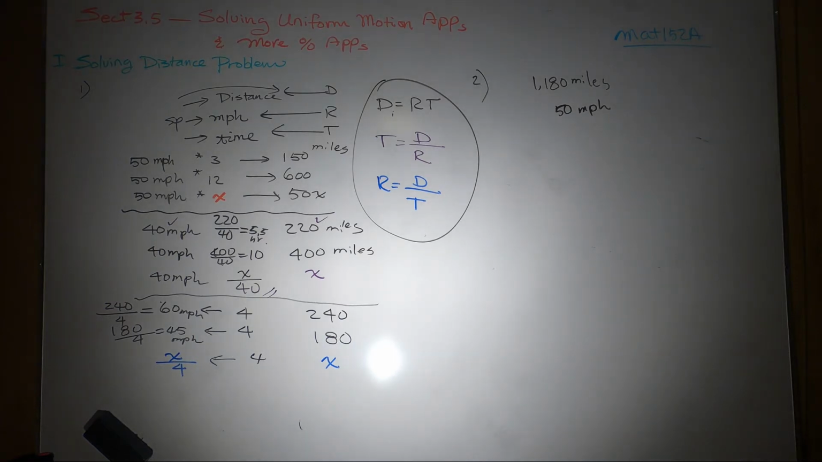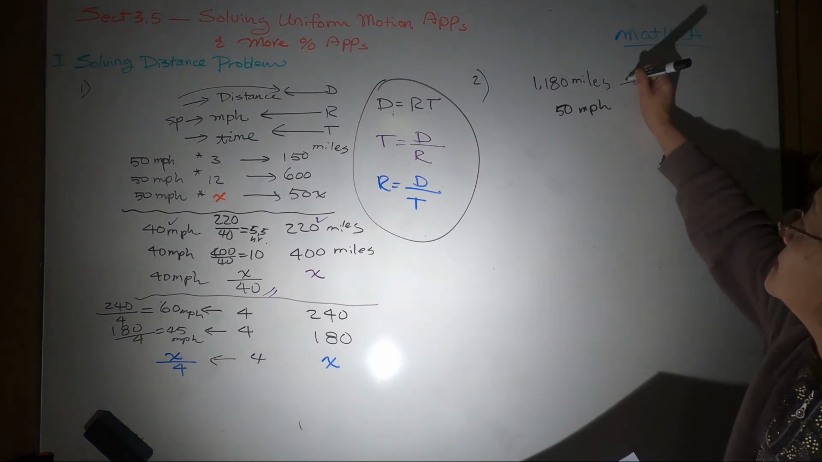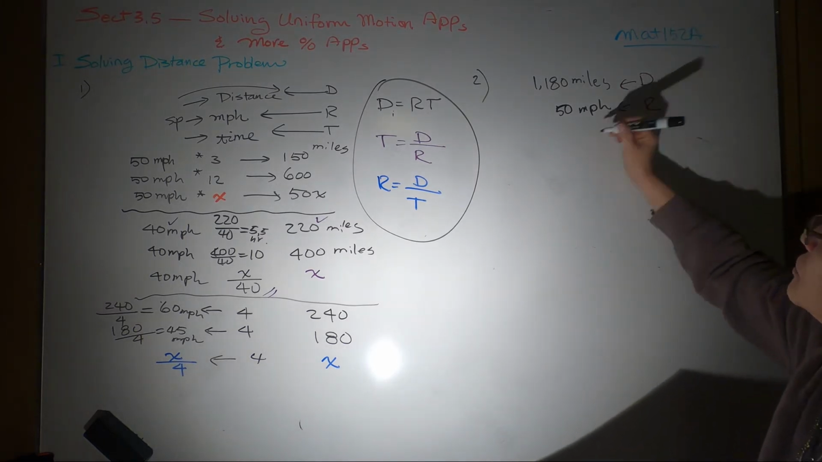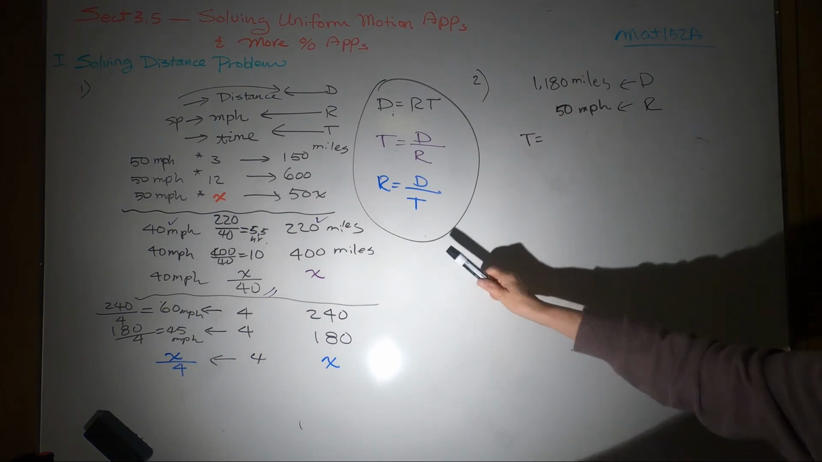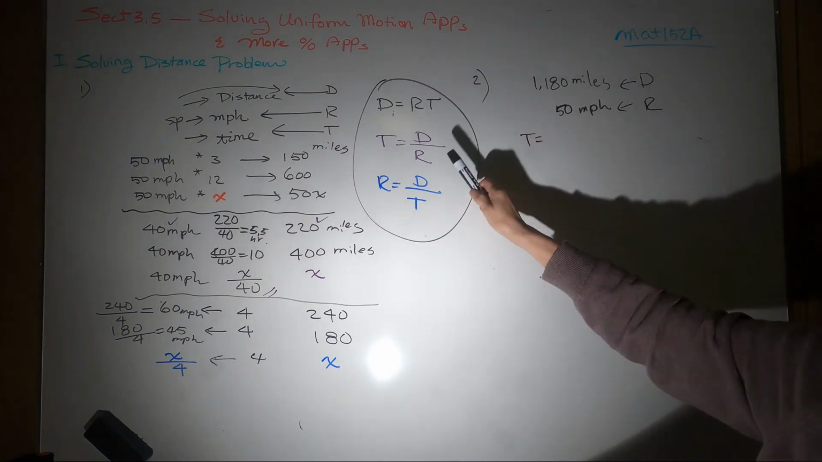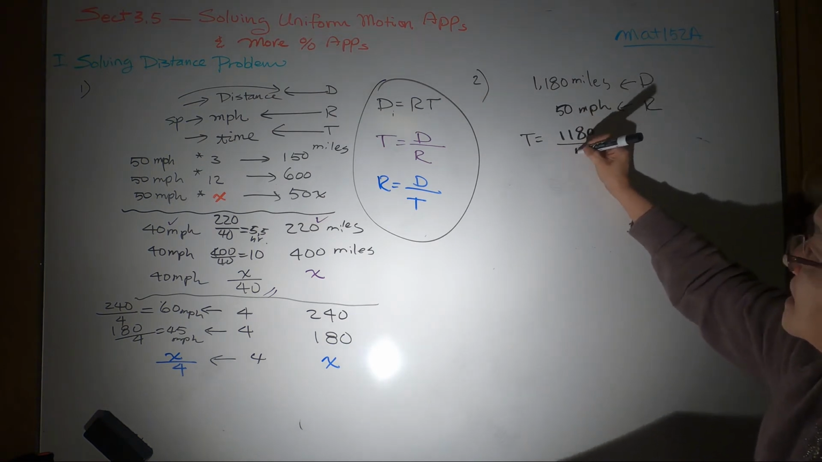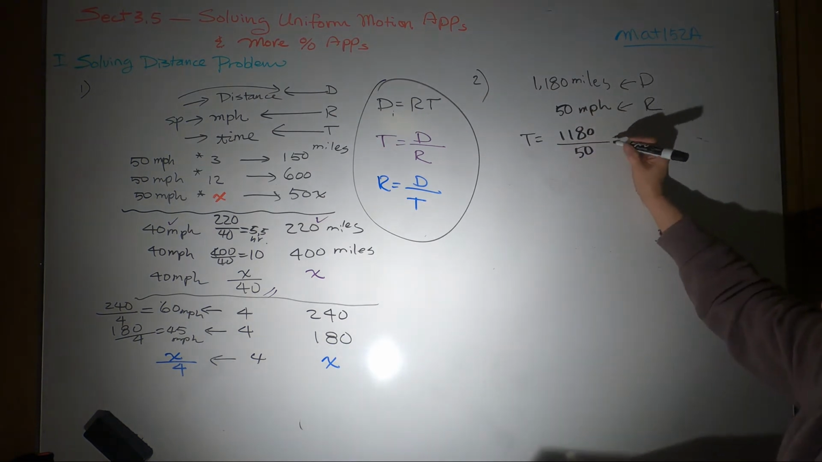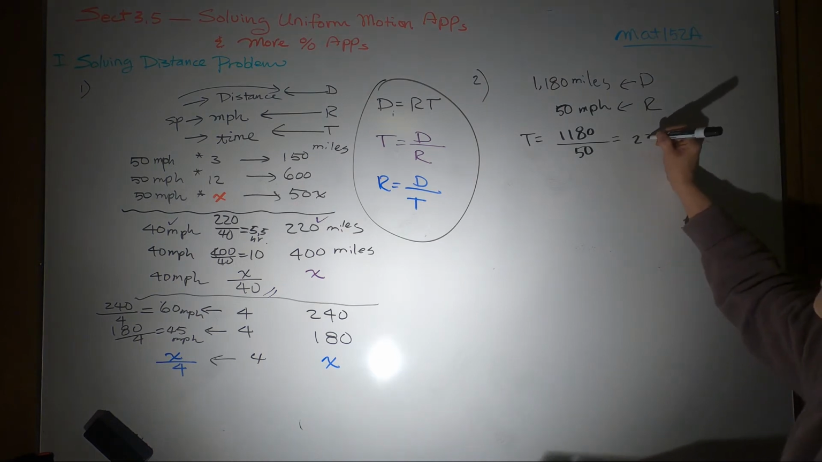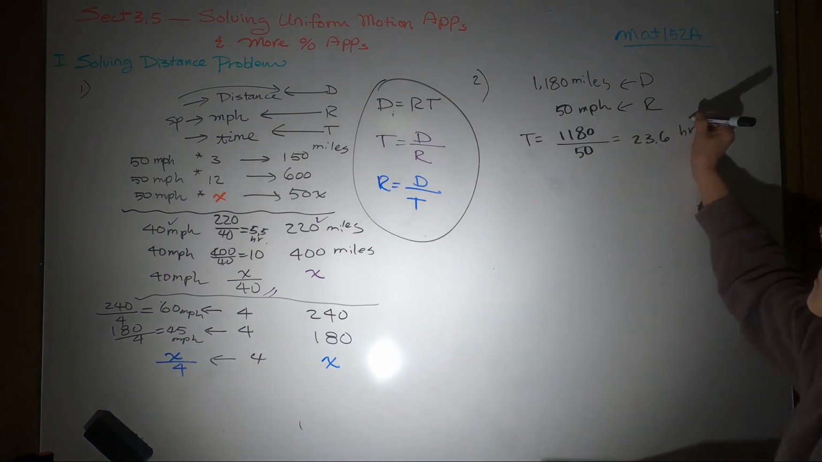So what do you think? That's your distance. That's your speed R. How do you find your time? Time should be distance divided by R, right? So you do distance divided by R, which, do your math, that would be 20.6 hours.